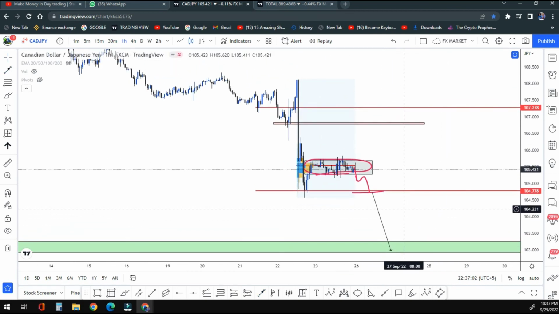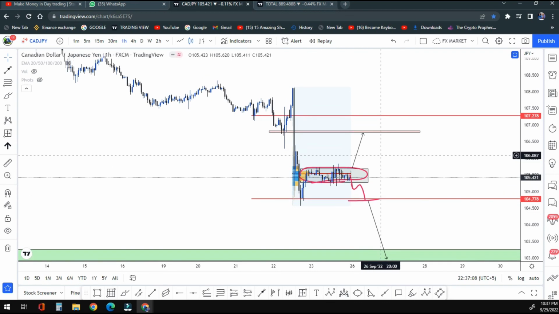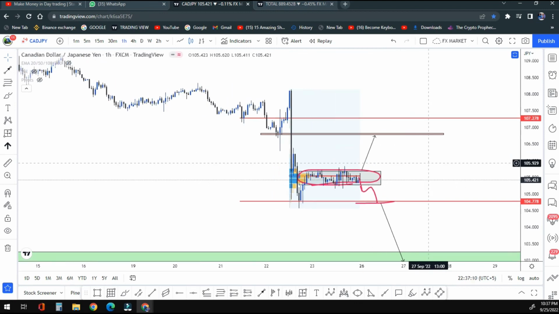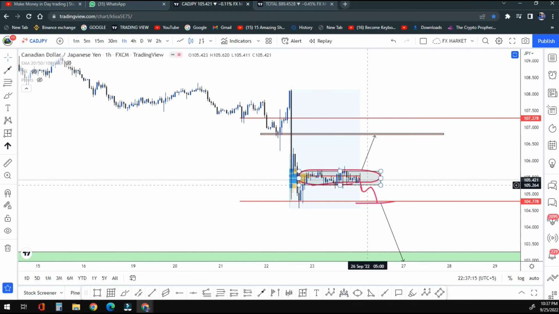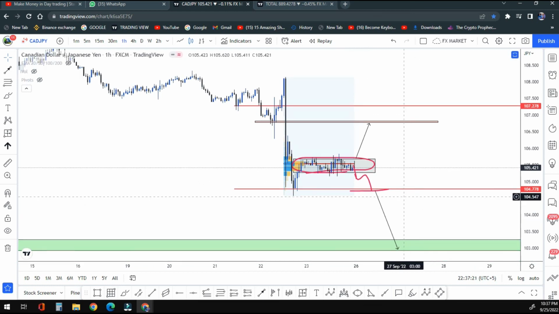All right, here you can see the two market structures in CADJPY. If there is a breakout to the upside, then you go long for the target of this level. Here you can see the two setups in CADJPY: if there is a breakout of this range to the downside, you can go short for this target, and if it breaks, you can go short for this target. But if it goes to the upside, then you go long for this target of 106.79.